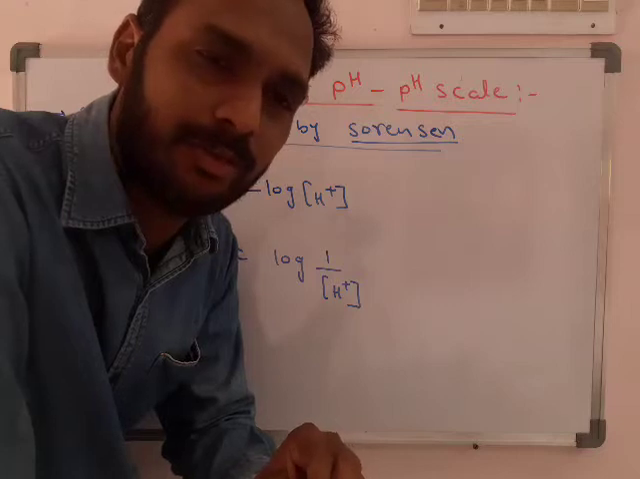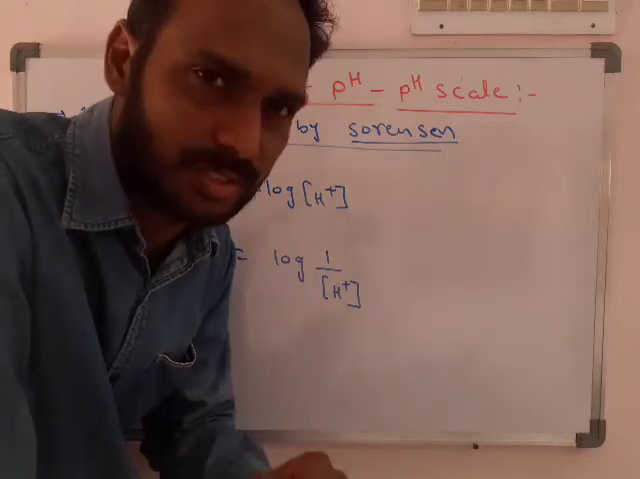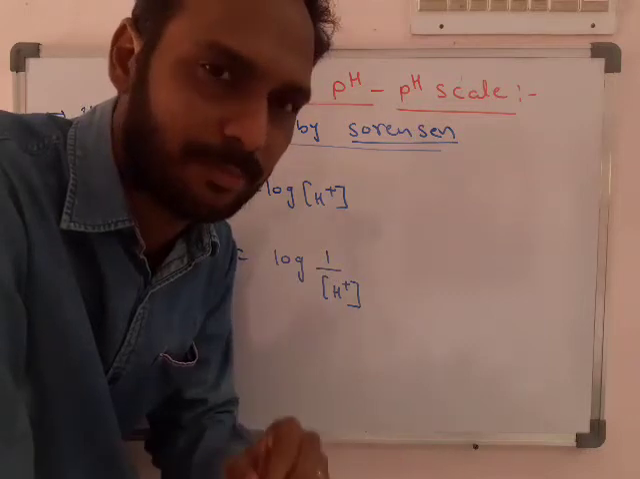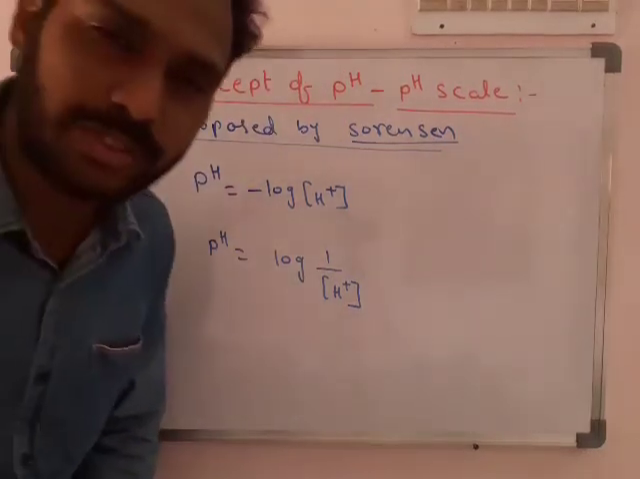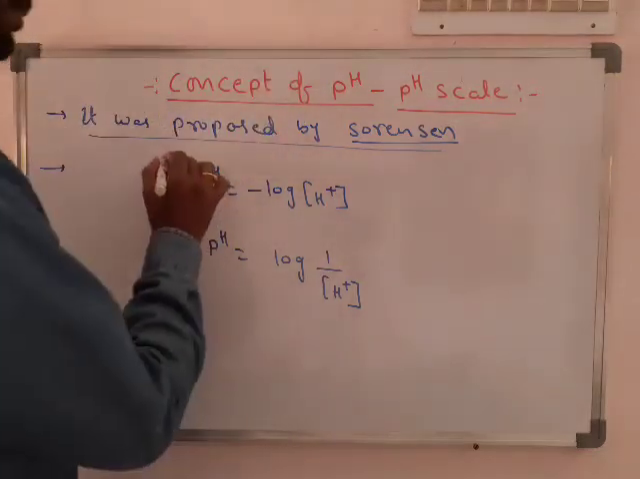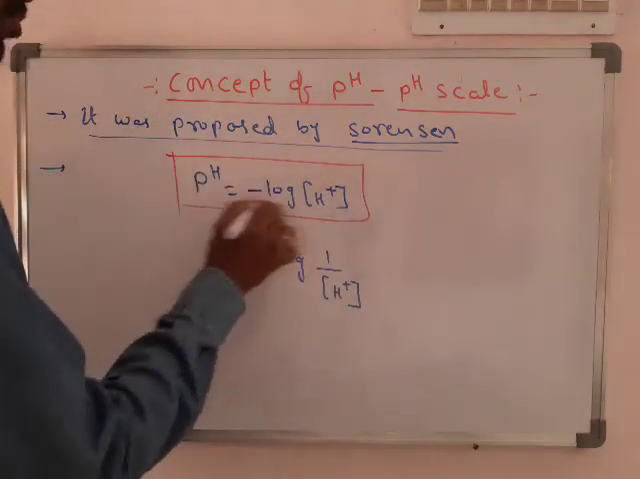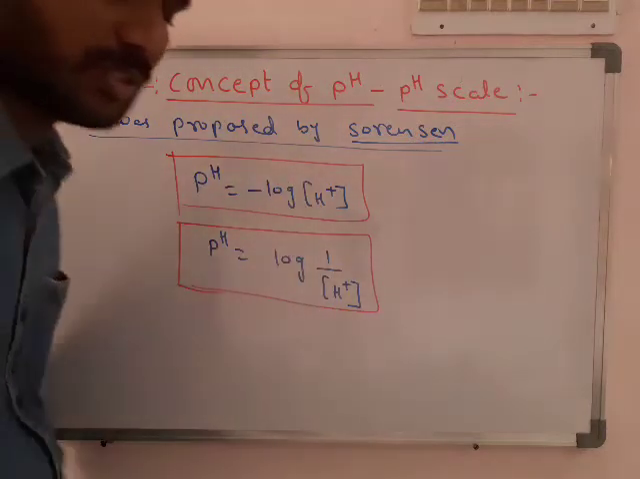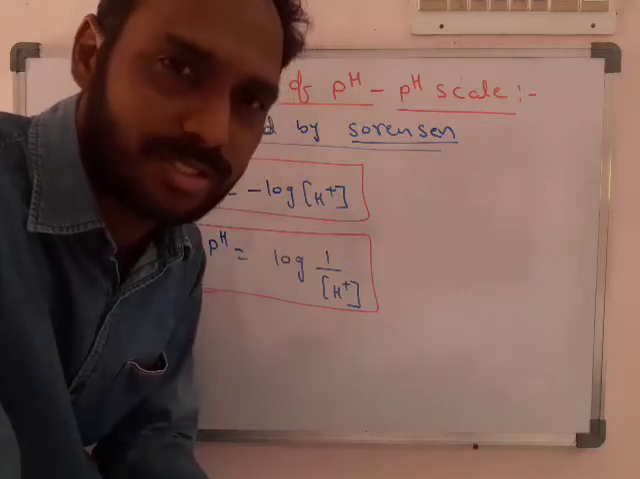The pH scale is applicable for all types of solutions: acids, bases, and neutral solutions. But it is totally given in terms of H+ concentration. So here pH is equal to the negative logarithm of [H+]. Here the H+ is taken in square brackets. We know that square brackets indicate concentration.